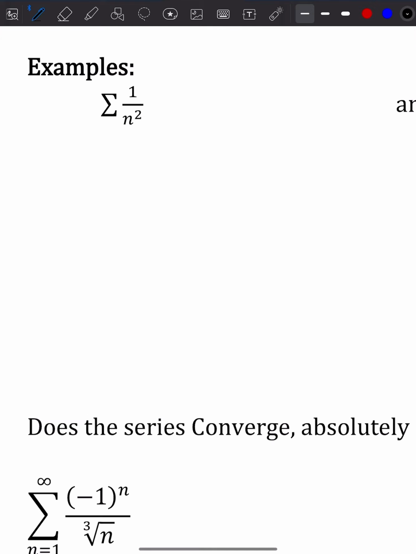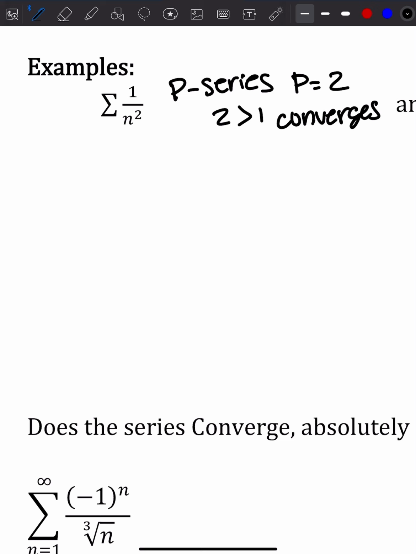So let's look at what we have here. We have 1 over n, or 1 over n squared. This is a p-series where p is equal to 2. Because 2 is bigger than 1, we know this converges.